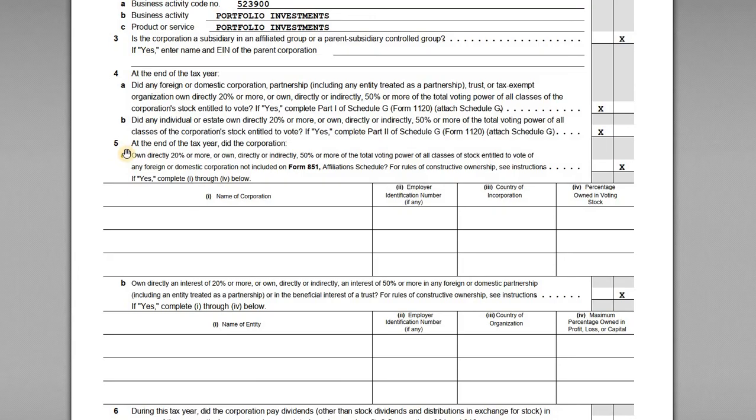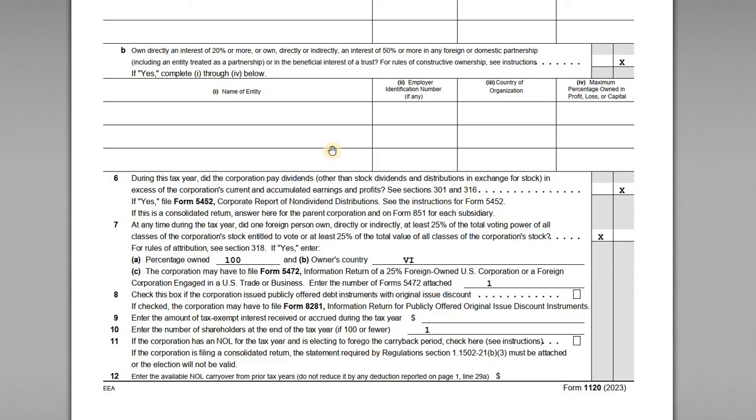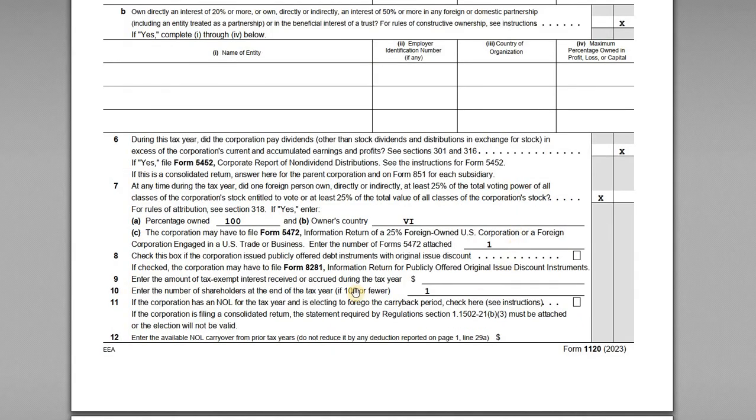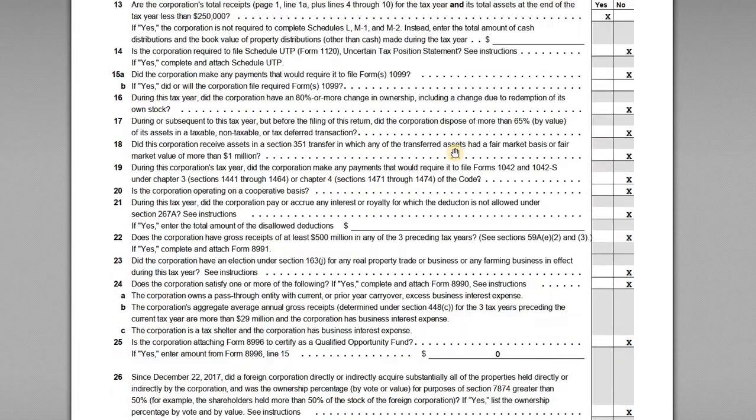And then at the end of the year here, we've indicated the ownership, right? So we have foreign ownership directly held by a foreign corporation, and then an individual indirectly holds the corporate stock. And so we've put that information all on Schedule G, which is attached behind this form. So we'll look at that in a few pages here. And then in question 7 here: did at any time any person own directly or indirectly 25% of the stock or more? And the answer is yes, right? So we're 100% owned by the owner, the BVI, British Virgin Islands, and we are attaching Form 5472.